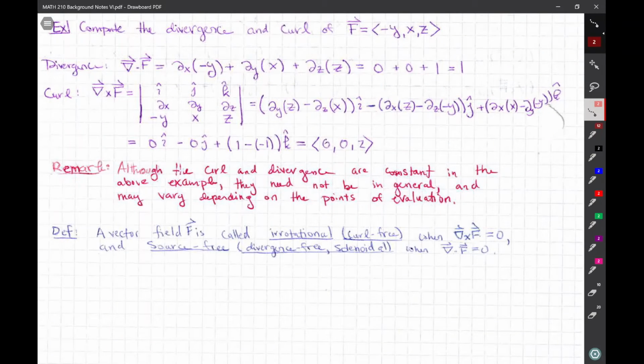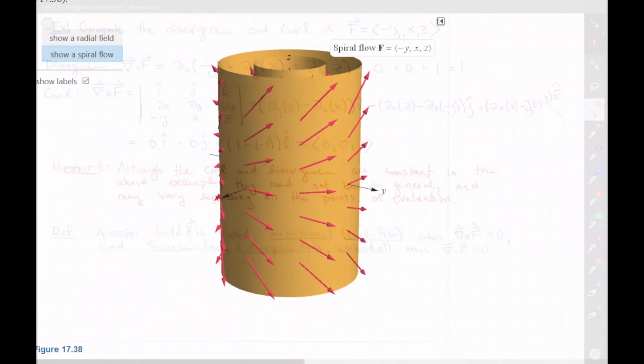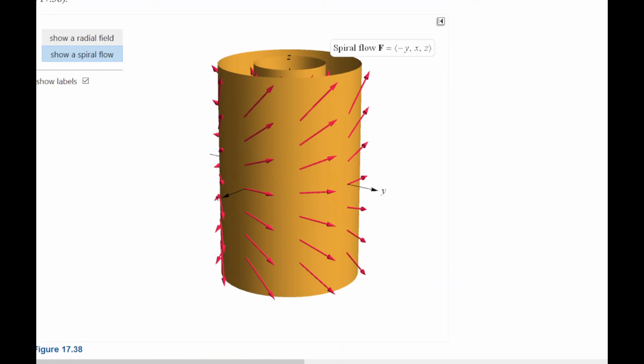Also, to note here, a vector field is called irrotational or curl-free when its curl is 0. And the vector field is called source-free or divergence-free or solenoidal when its divergence is 0. And we will be using these facts for important reasons. So let's take a look at this vector field here. That's the spiral flow one, the one that we just computed the divergence and curl of.